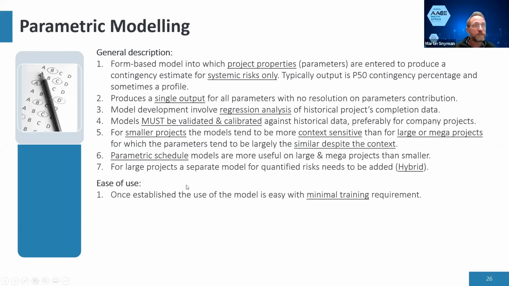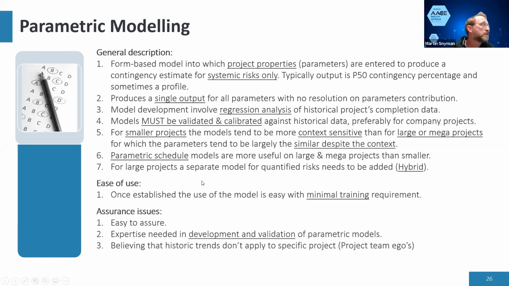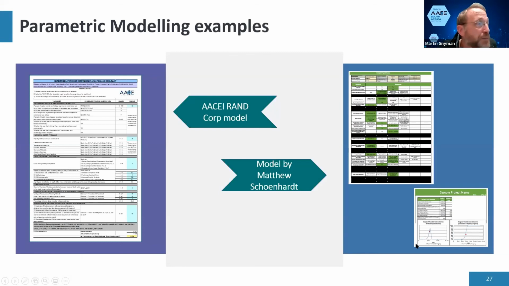Good. So the good news about this one is it's very easy to use with minimal training. From an assurance perspective, very easy to do. It's important that when you get the model, you put in the effort to make sure that you've got the right model. And then sometimes people would not trust this because it was so quick. A complete parametric assessment might take you less than 10 minutes. So this is what these things typically look like.